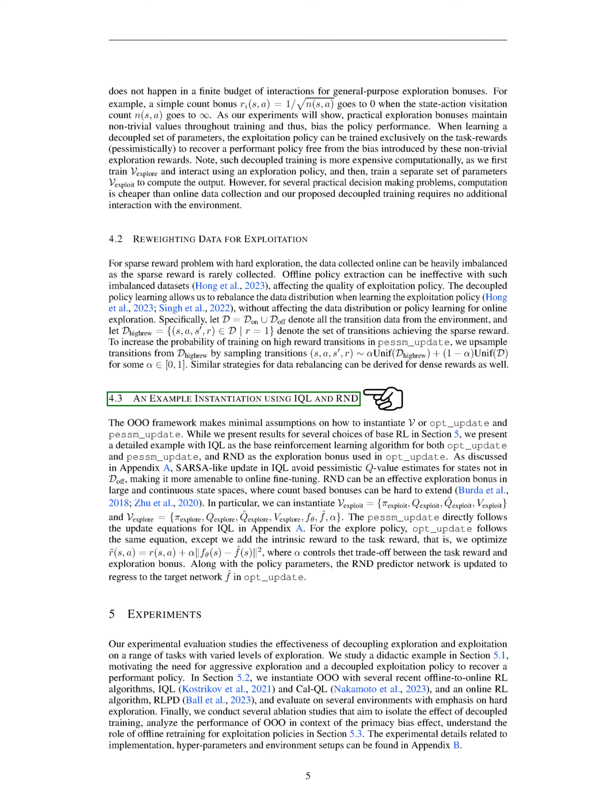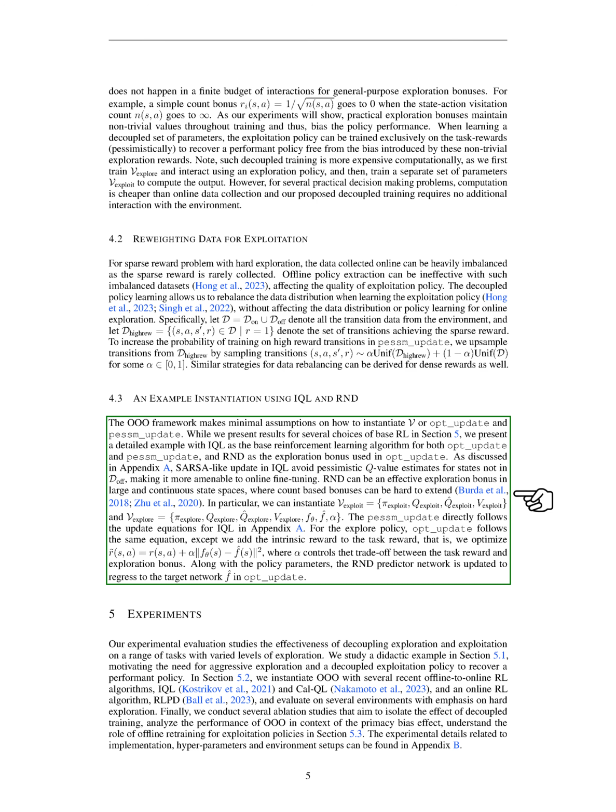Next, we'll provide an example using implicit Q learning, IQL, and random network distillation, RND. Our framework doesn't make many assumptions about how to implement the value function or the update functions. We'll use IQL as the base reinforcement learning algorithm for both update functions, and RND as the exploration bonus used in the optimistic update. IQL is particularly useful because it avoids pessimistic Q value estimates for states not in the offline data, making it more suitable for online fine-tuning. RND is effective in large and continuous state spaces, where count-based bonuses can be difficult to extend.